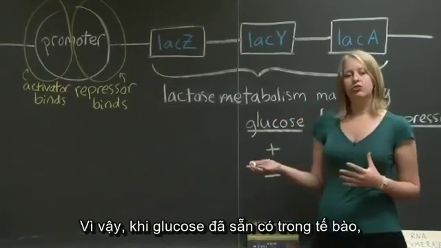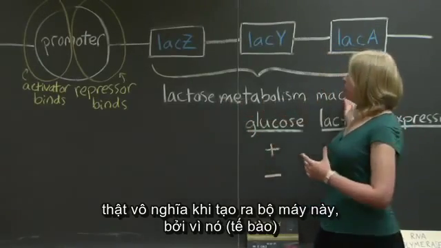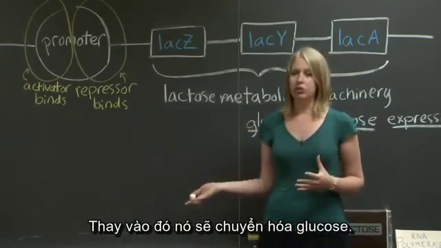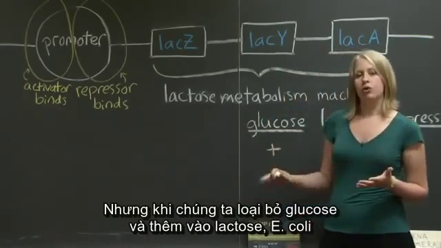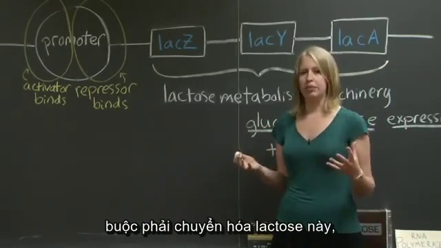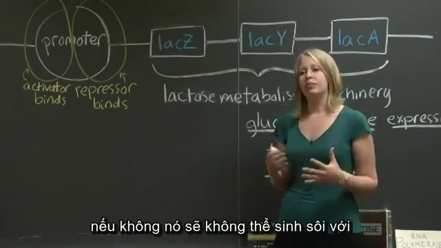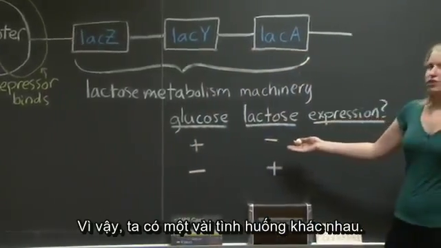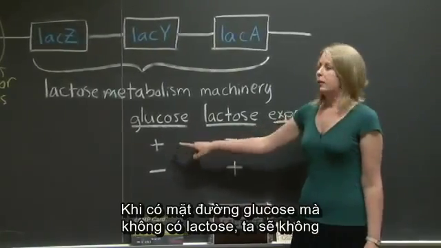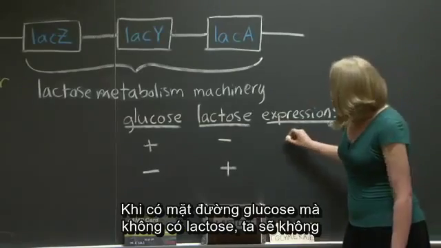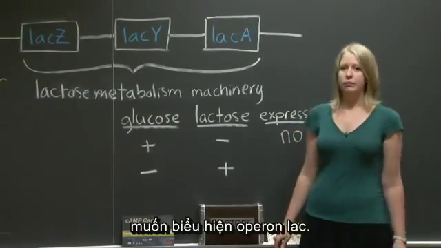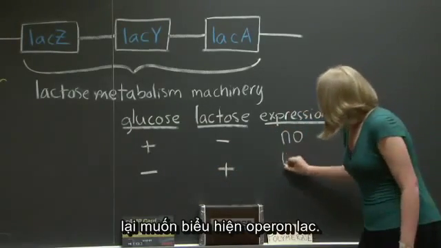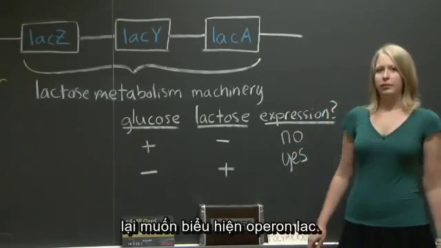Thus, when there's glucose available to the cell, it's pointless for it to create this machinery because it's not going to actually use it. It's going to metabolize the glucose instead. But when we remove glucose and add lactose, the E. coli absolutely needs to be able to metabolize this lactose. Otherwise, it's not going to be able to grow with the available energy source. Thus, we have a couple of different situations. When we have glucose present, but not lactose, we do not want to express the lac operon. However, when we remove glucose and we add lactose, we do want to express the lac operon.